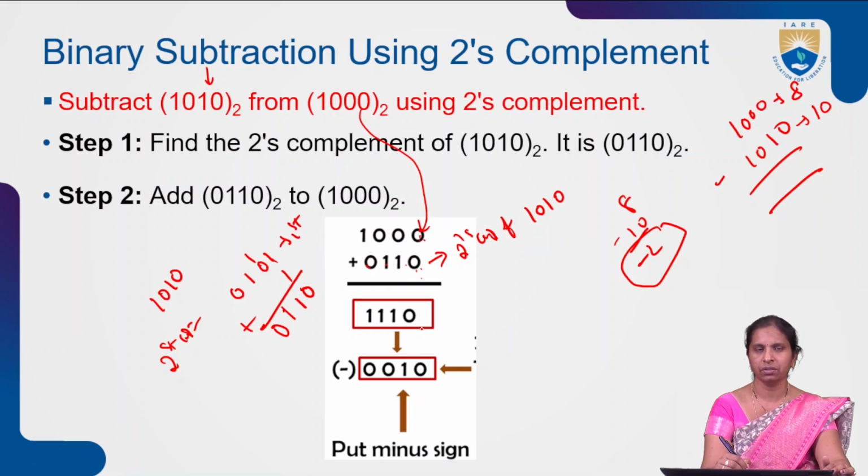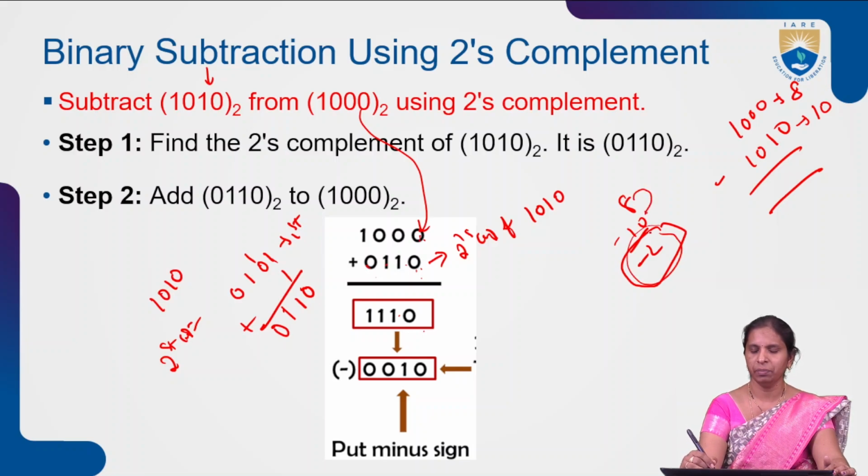Then 0 plus 0 equals 0. 0 plus 1 equals 1. 0 plus 1 equals 1. And 1 plus 0 equals 1. Since you are subtracting a bigger number from a smaller number, you don't get any carry because it is a negative answer. Therefore, here you don't get any carry.